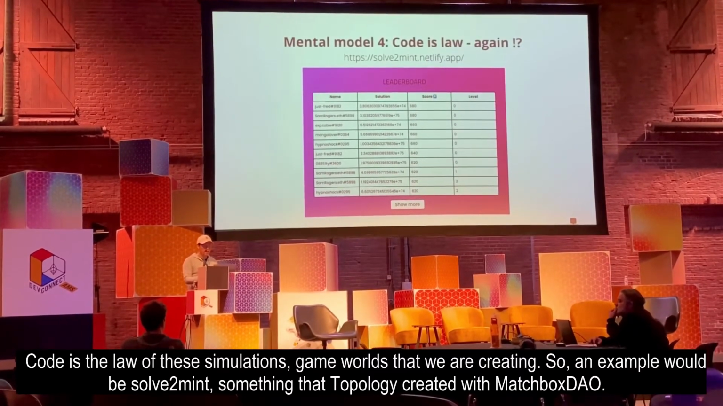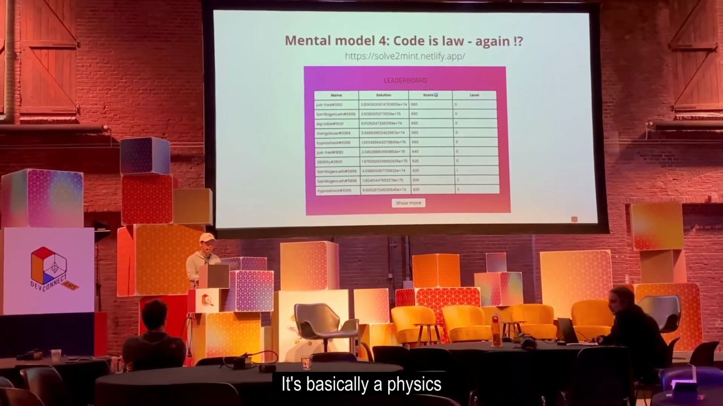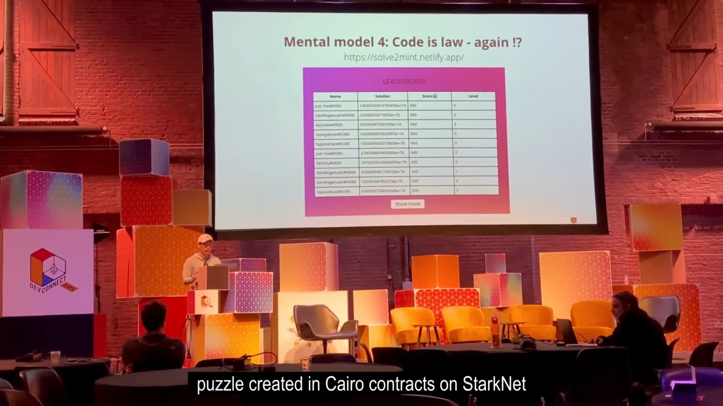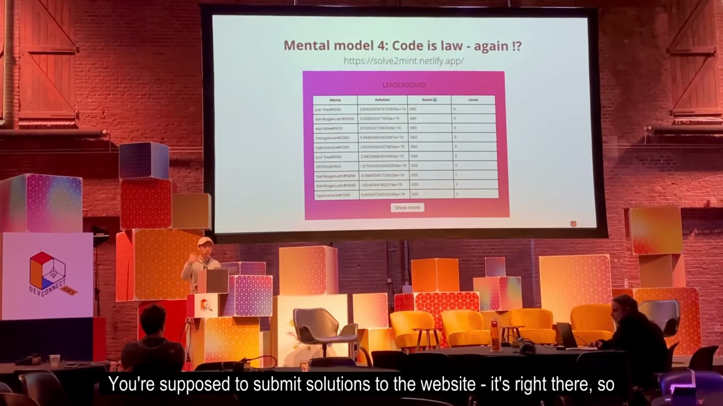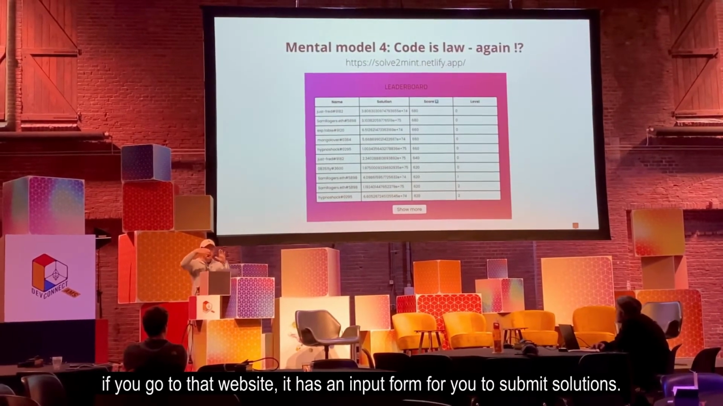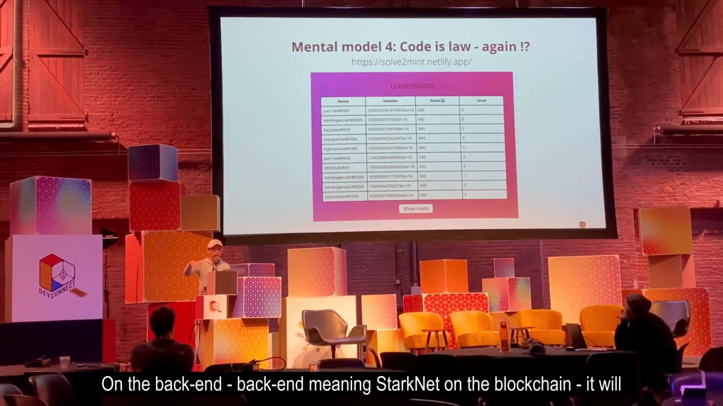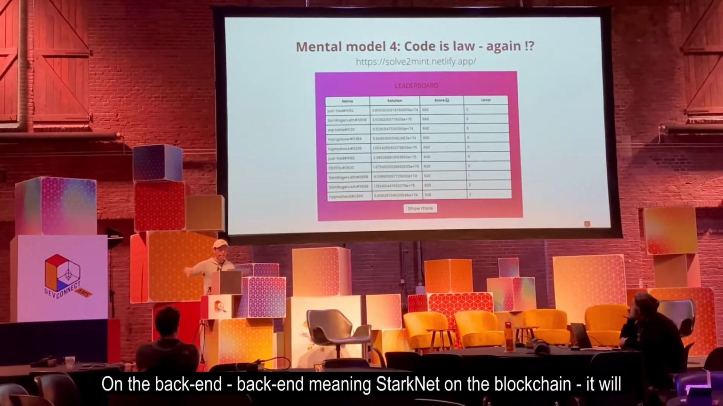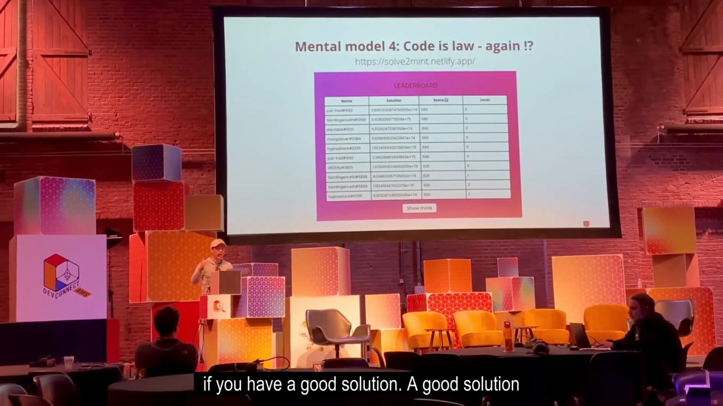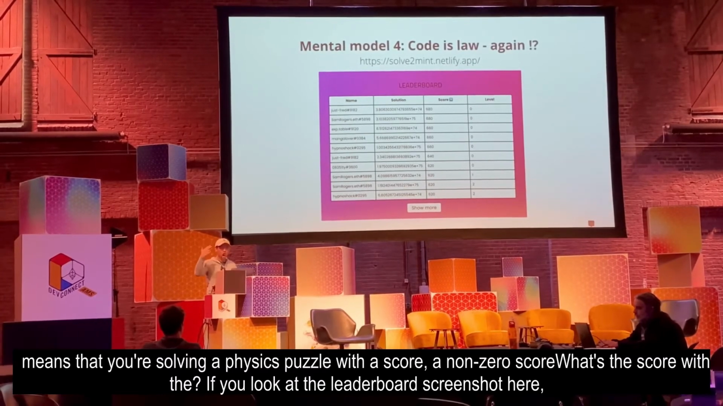An example would be Soft-to-Mint. Soft-to-Mint is something that Topology created in Matchbox style, and it is basically a physics puzzle created in a Cairo contract on StarkNet. You're supposed to submit solutions, and the website is right there. If you go to that website, it has an input form for you to submit a solution. On the back end, meaning StarkNet on a blockchain, it will verify your solution by running the entire physics simulation and checking whether you have a good solution. A good solution means that you're solving the physics puzzle with a non-zero score.